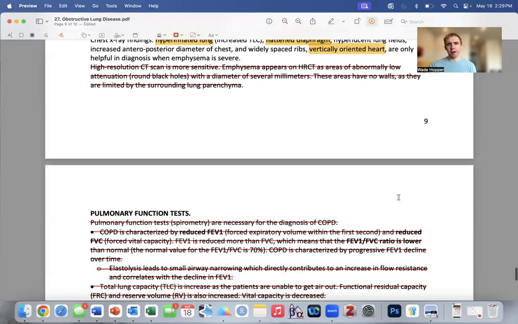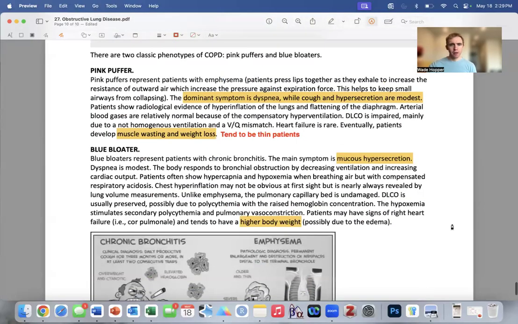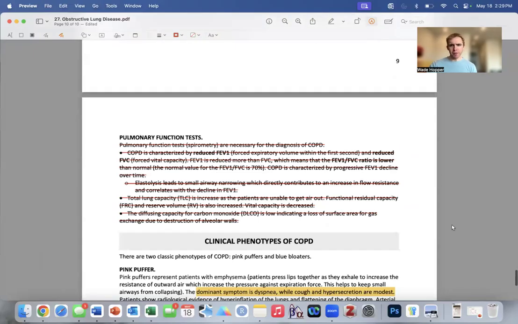Imaging, you'll get plenty of reps of this outside of this lecture. Clinical phenotypes, I think that we've covered these already.